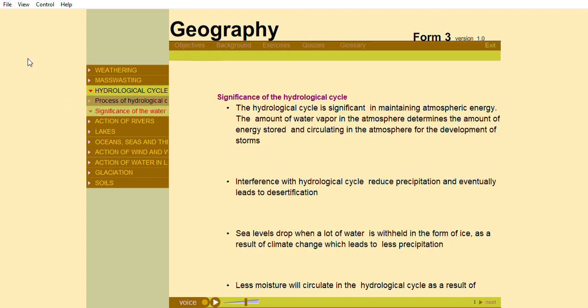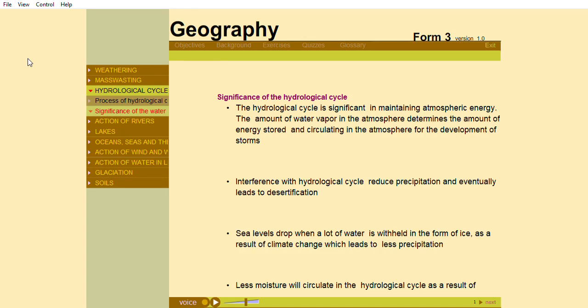Significance of the hydrological cycle. The hydrological cycle is significant in maintaining atmospheric energy. The amount of water vapor in the atmosphere determines the amount of energy stored and circulating in the atmosphere for the development of storms. Interference with the hydrological cycle reduces precipitation and eventually leads to desertification.